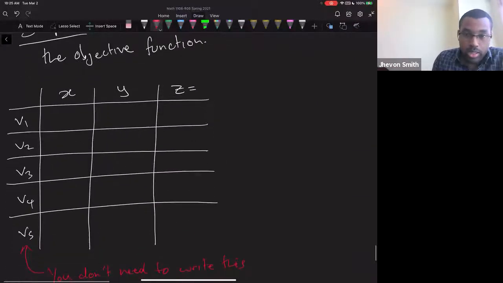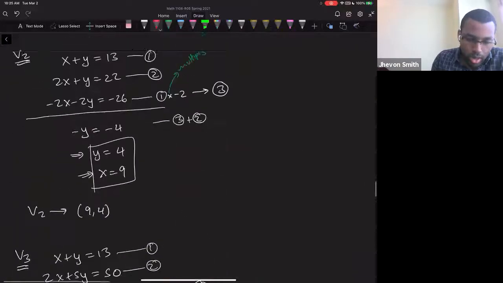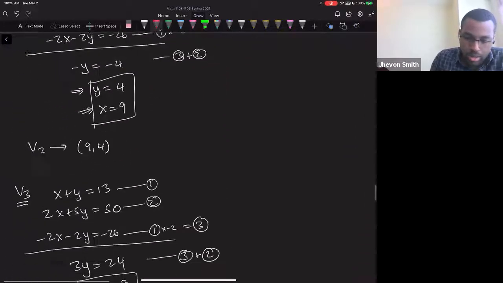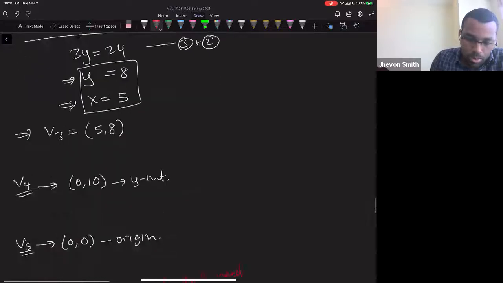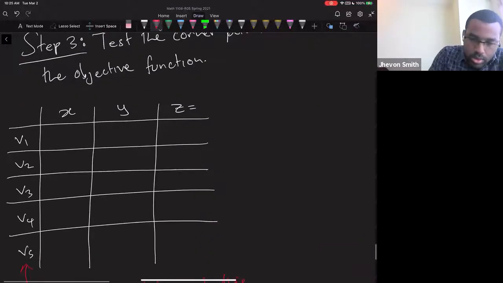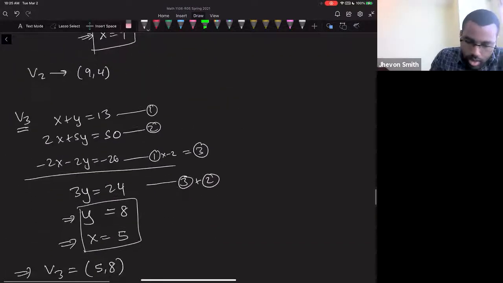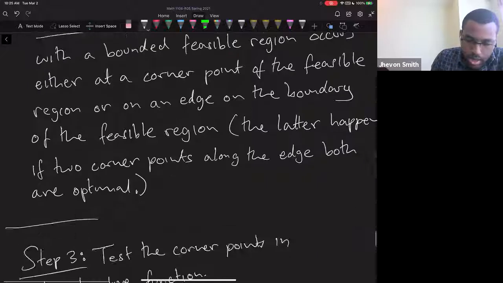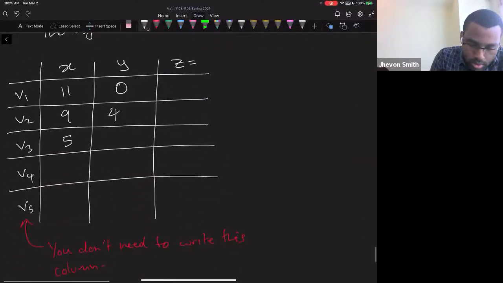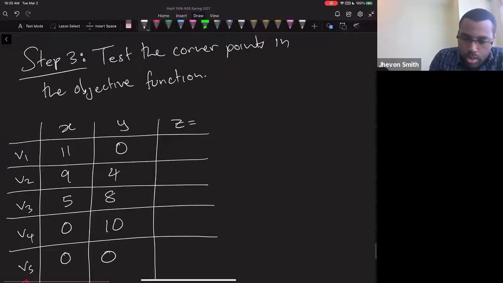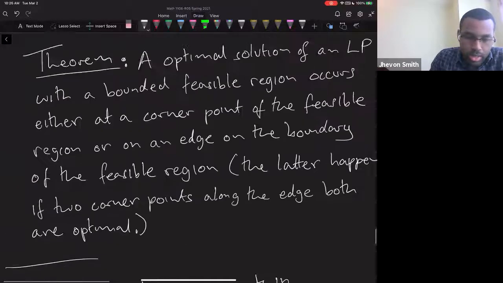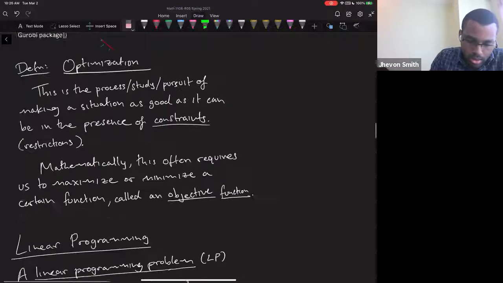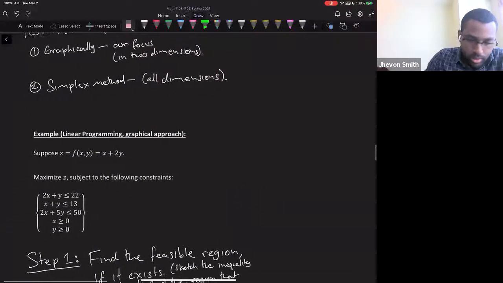Now, what we're going to do is plug in all those points. So what do we have? V1 is 11, 0. Then I have 9, 4. Then 5, 8, 0, 10, 0, 0. And this was X plus 2Y, if I recall correctly. Yes.